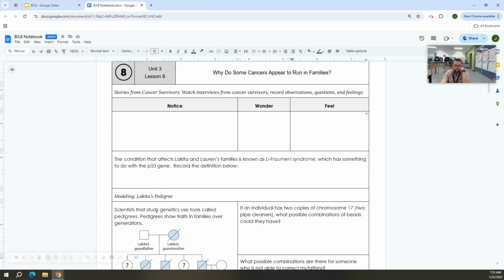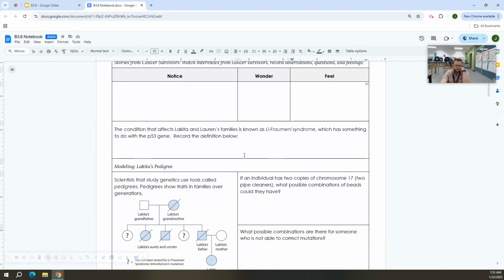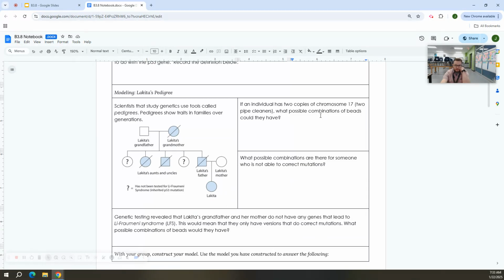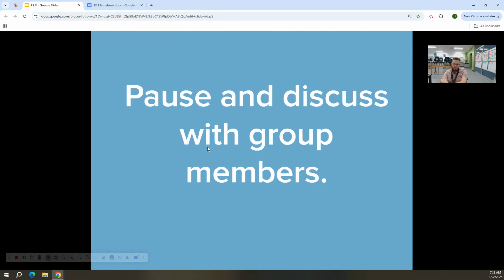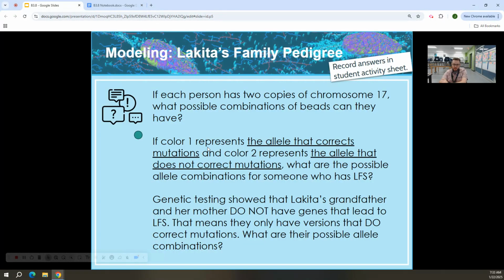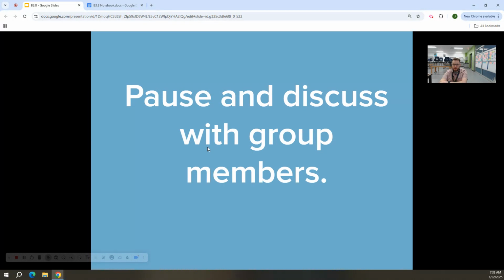So over here, there's your definition of Li-Fraumeni. Here is, if an individual has 2 copies, what could they have? So I want you to pause and discuss with a group member. Try to figure out, if I have those possible color representations, what are my possible combinations? And then I will come back and we will talk about it a little bit more. But I want you to try it on your own with your group members first, and then you can check with me.